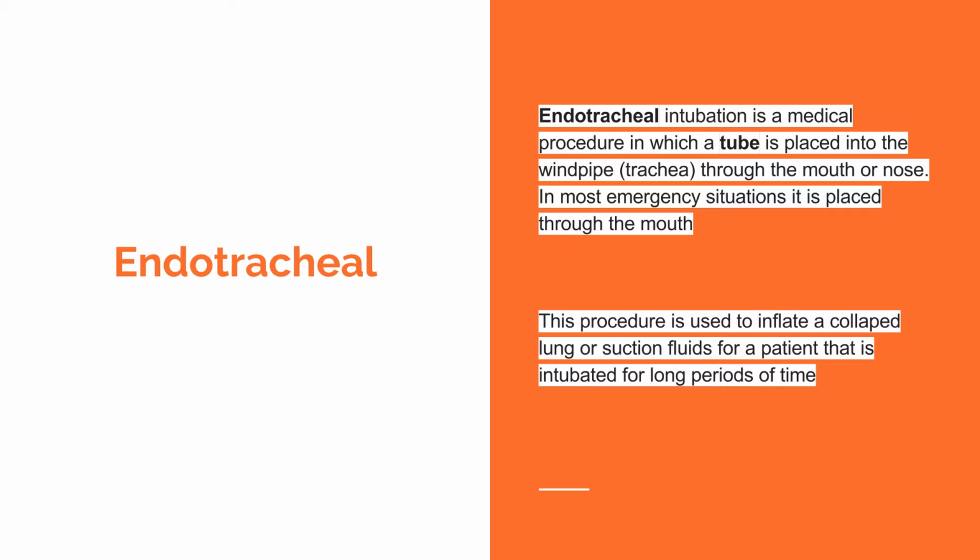Endotracheal, it's describing a device. So endotracheal intubation is a medical procedure in which a tube is placed into the windpipe, also known as the trachea, through the mouth or nose. In most emergency situations, it is placed through the mouth. This procedure is used to inflate a collapsed lung or suction fluids for a patient that is intubated for long periods of time.